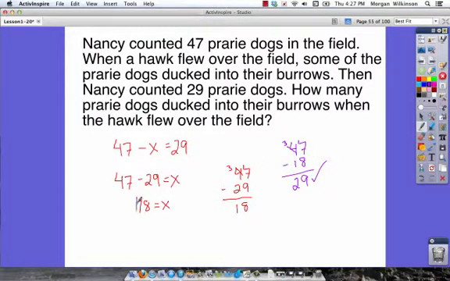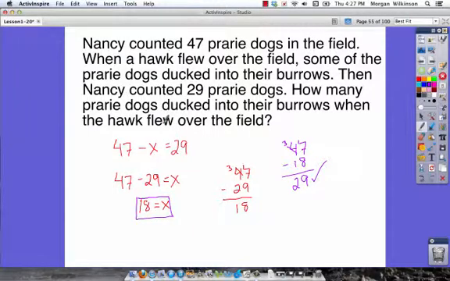Now we can review and record. So when we review, we just want to go back and read the problem one more time to make sure we've solved what they wanted. Nancy counted 47 prairie dogs in the field. When a hawk flew over the field, some of the prairie dogs ducked into their burrows. Then Nancy counted 29 prairie dogs. How many prairie dogs ducked into their burrows when the hawk flew over the field?